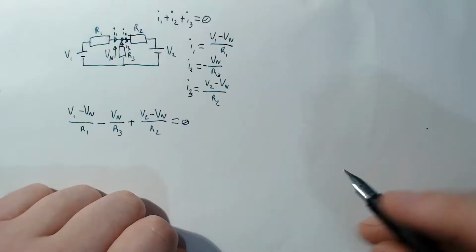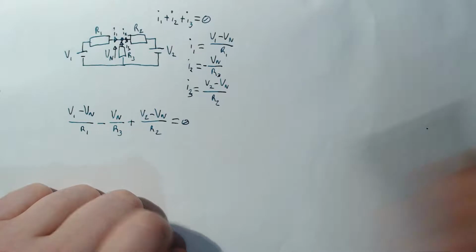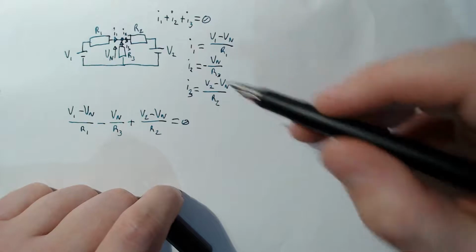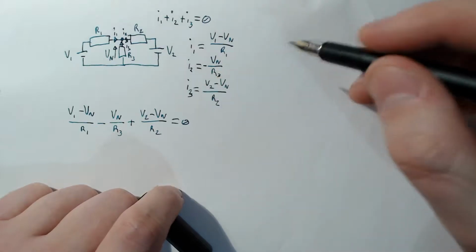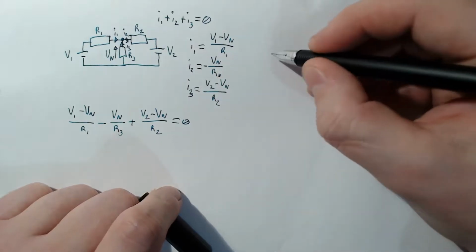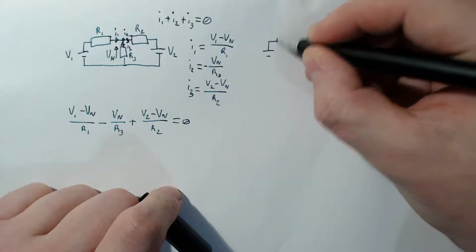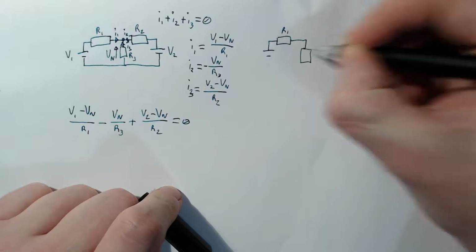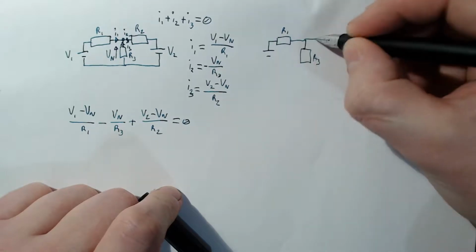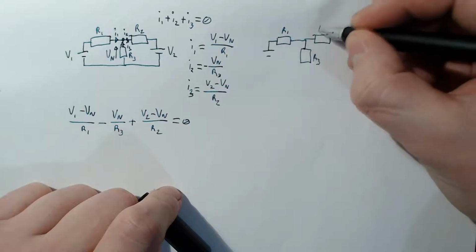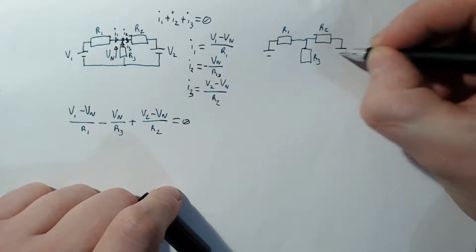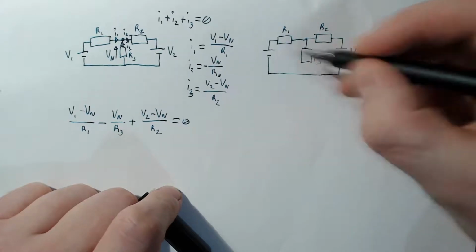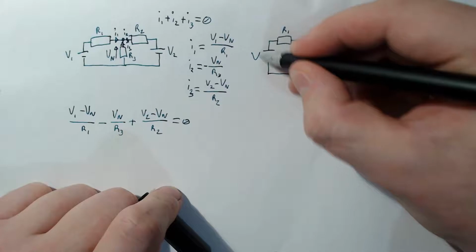Hello, this time we'll be looking at Kirchhoff's voltage law and loop analysis. So I'll be using the same circuit, but I'll draw it back over here just so it's a bit clearer. R1, R3, R2, V2, and V1.